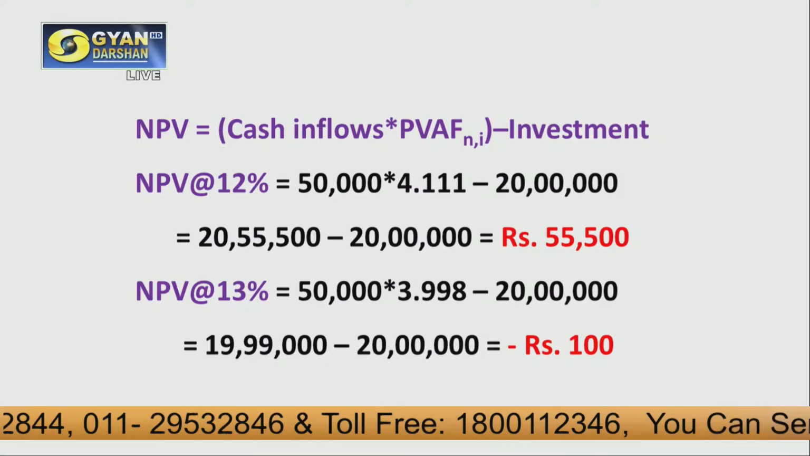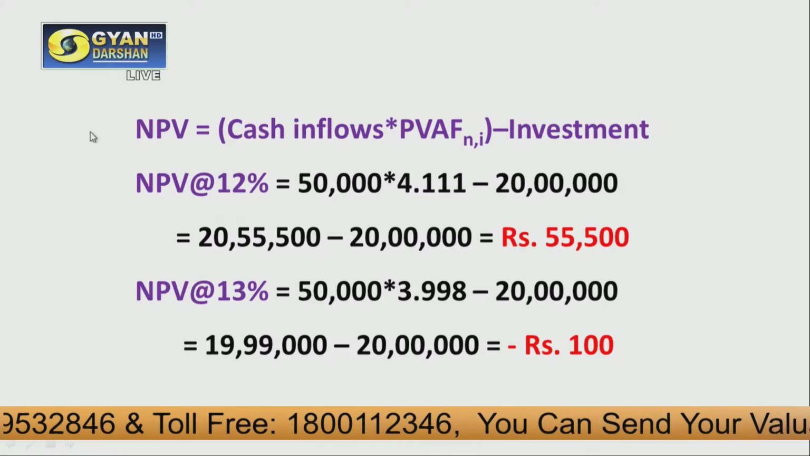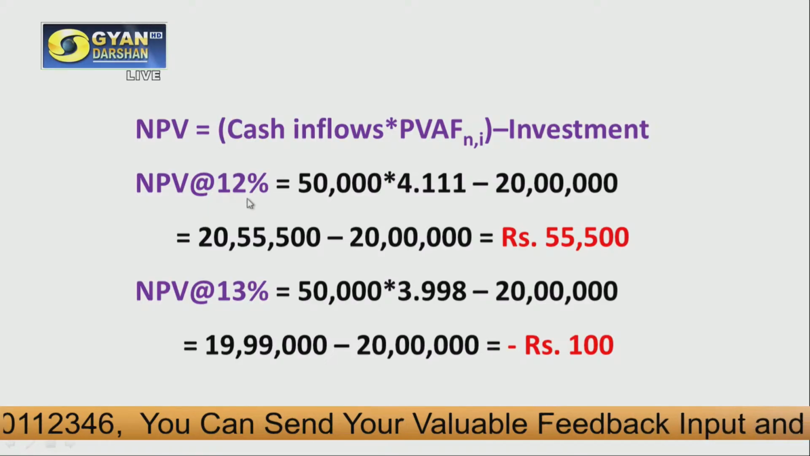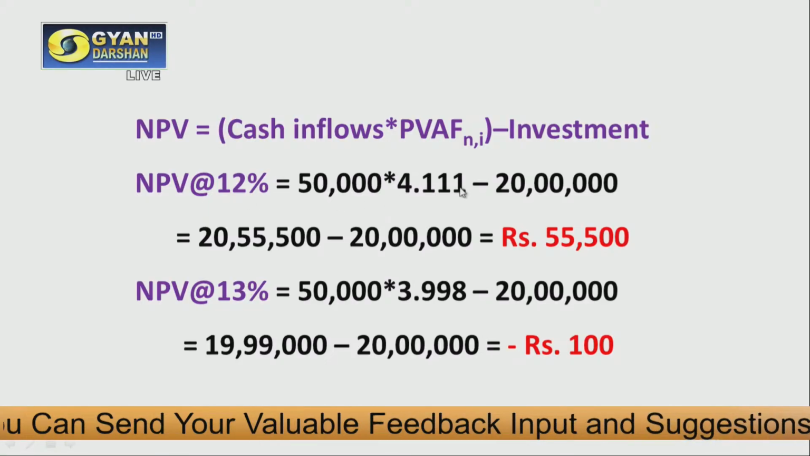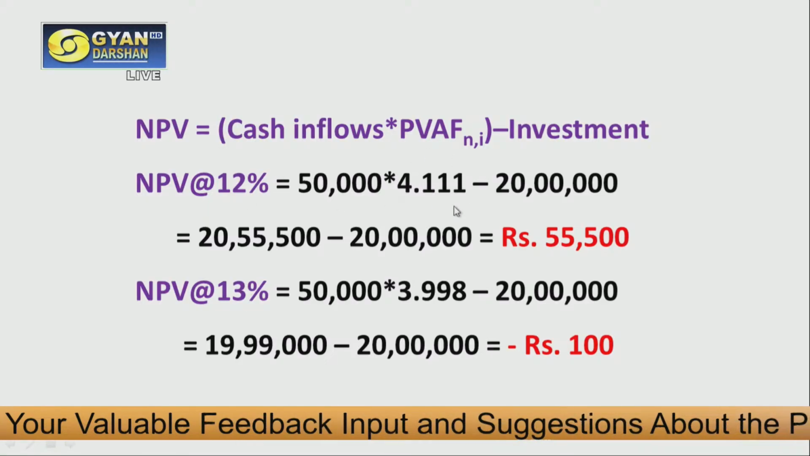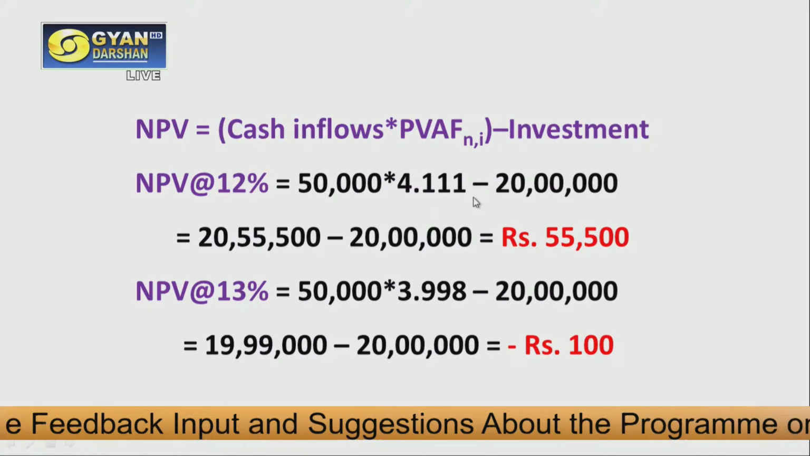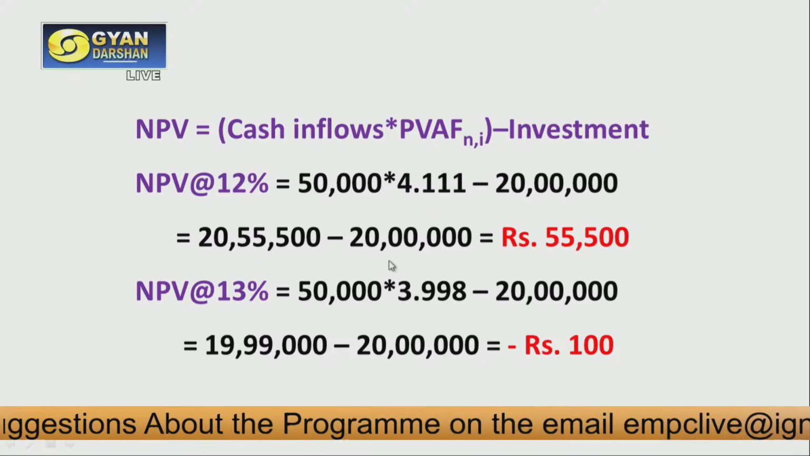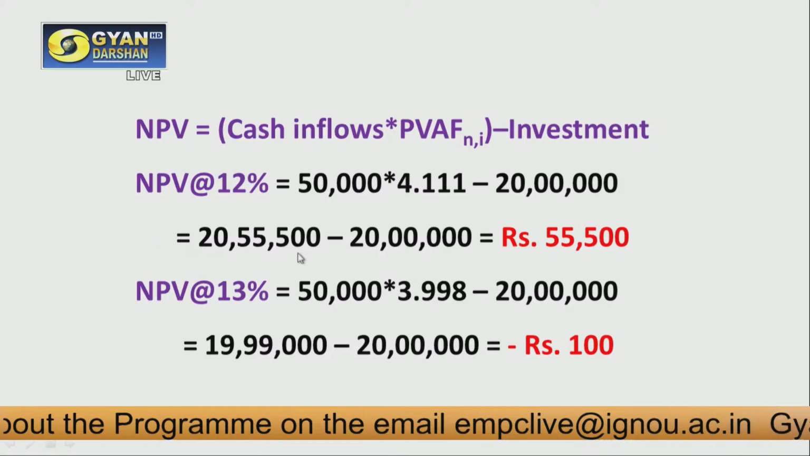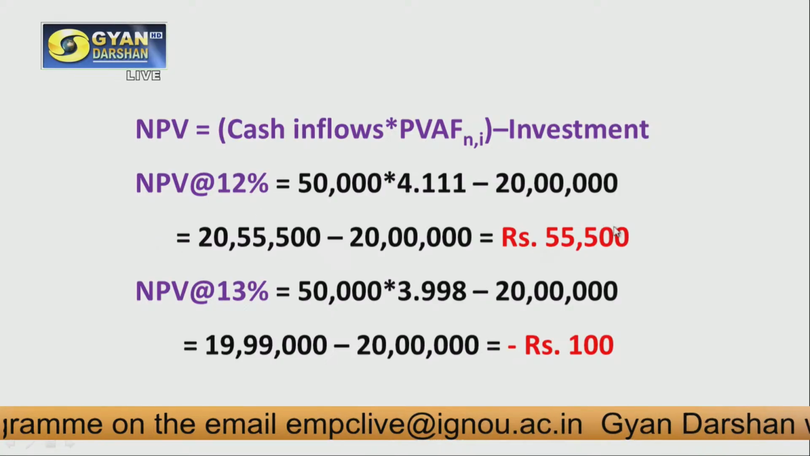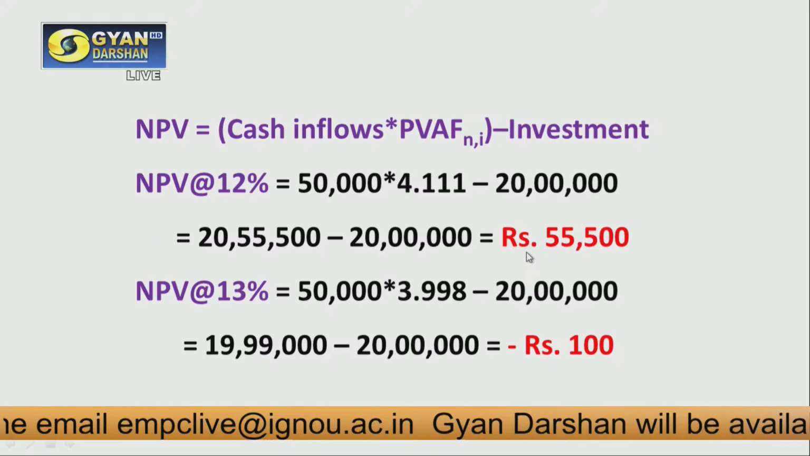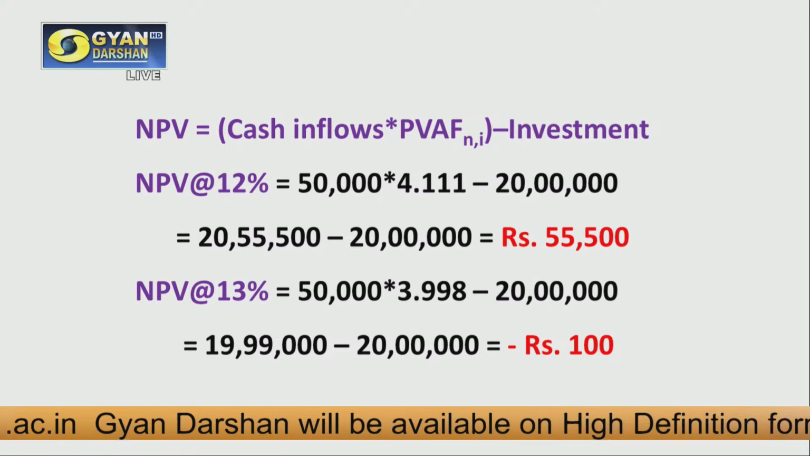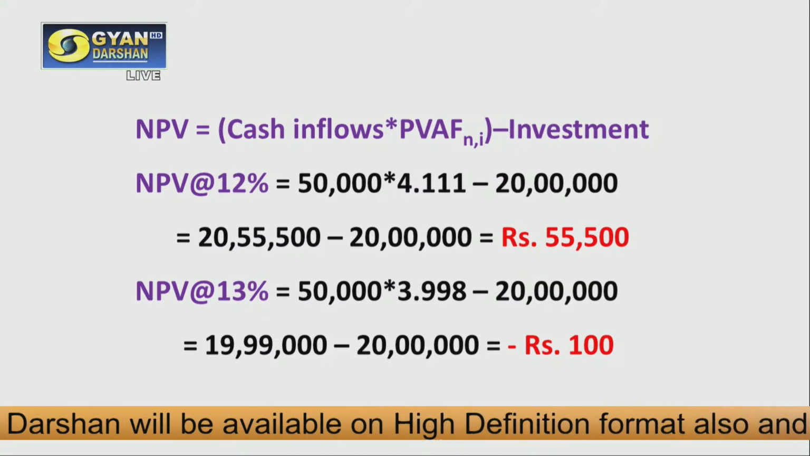So I randomly picked 12% in this case. So I calculated NPV for 12%, by multiplying 50,000 with the PVAF factor, which is 4.111 in this case. 20 lakh is the initial investment, and after deducting this 20 lakh from 20 lakh 55,500, I get NPV as positive 55,500. So at 12%, NPV is a positive 55,500.